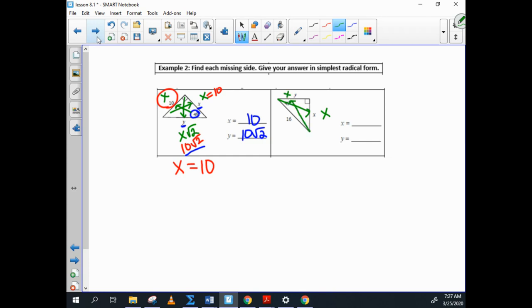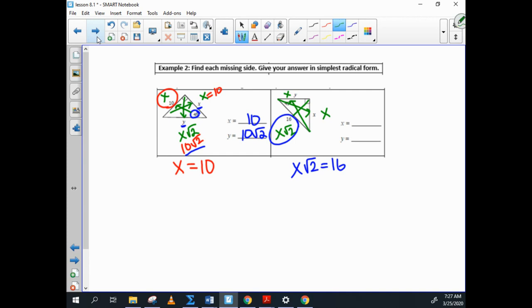Across from it is x. And then across from my hypotenuse is x square root of 2. All right, now they only give you one side again. When we see that side right there, I know that my x square root of 2 is equal to 16. Now you're trying to solve for x.